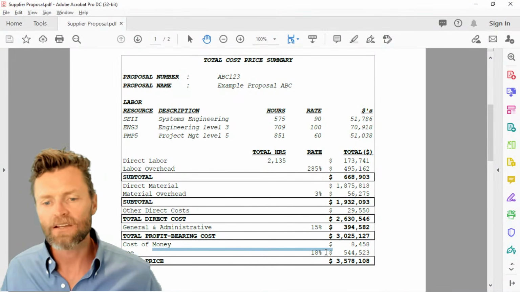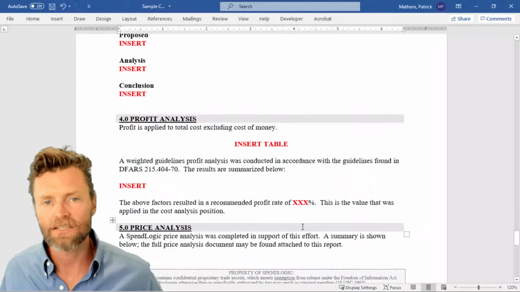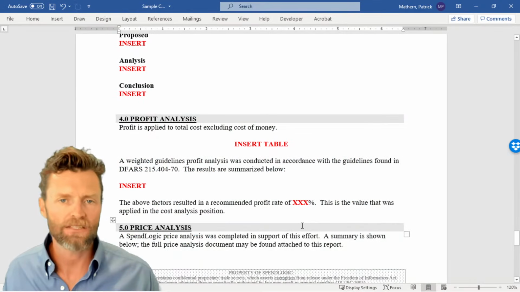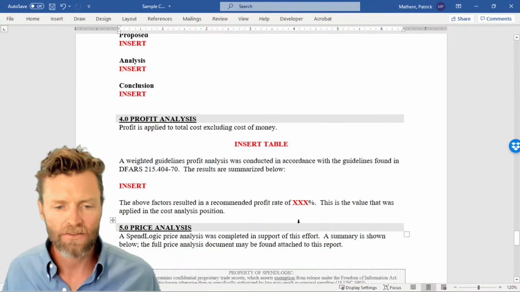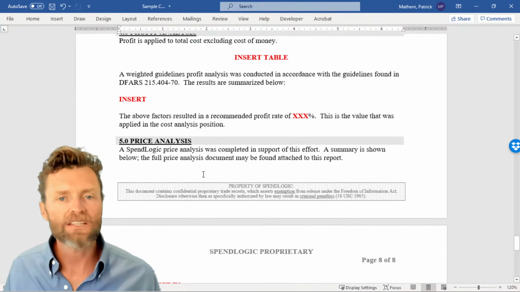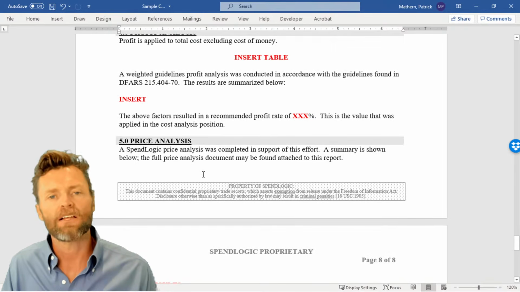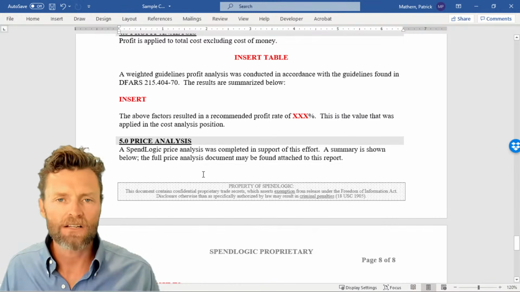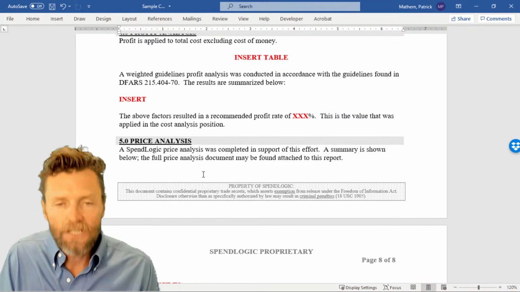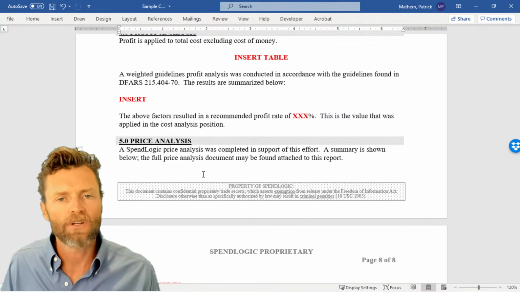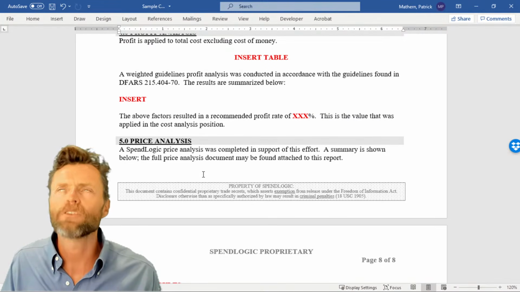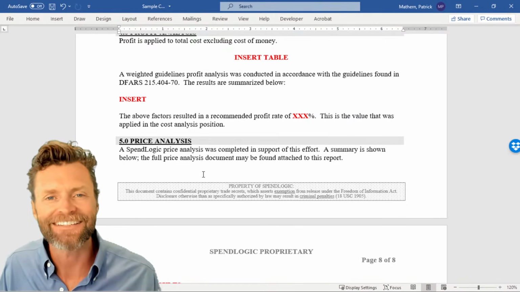Profit is 18% here, so I'm going to have to do an analysis and understand what my analysis position is on profit. Section 5 is a price analysis. Even though this is a cost analysis, in the FAR it talks about you should conduct a price analysis if you're doing a cost analysis.